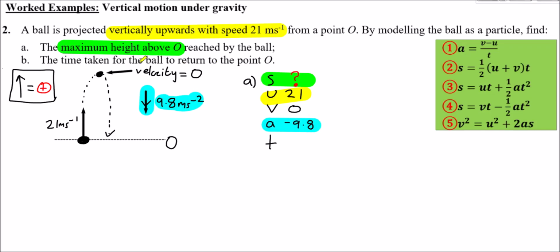And for part A at least, we don't need to consider the time. Based on what we know and what we want to know, time doesn't feature. So which one of the SUVAT formulae doesn't involve time? Well, this one here involves time, that's no good. This involves time, that's no good, as do these two. So what we're going to be using is number 5, v squared equals u squared plus 2as. Let's write this out.